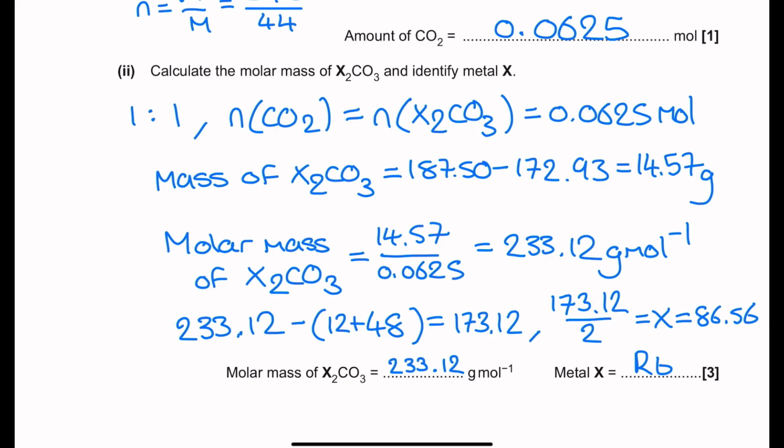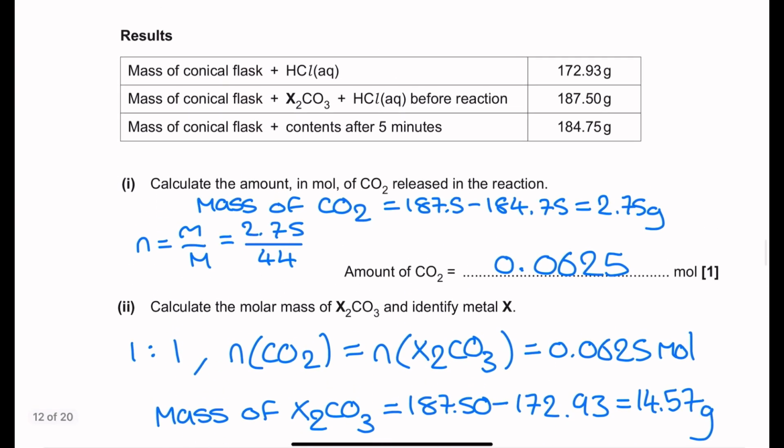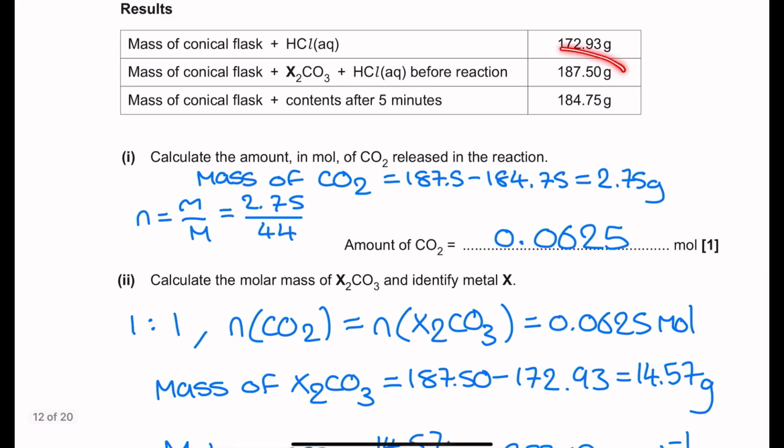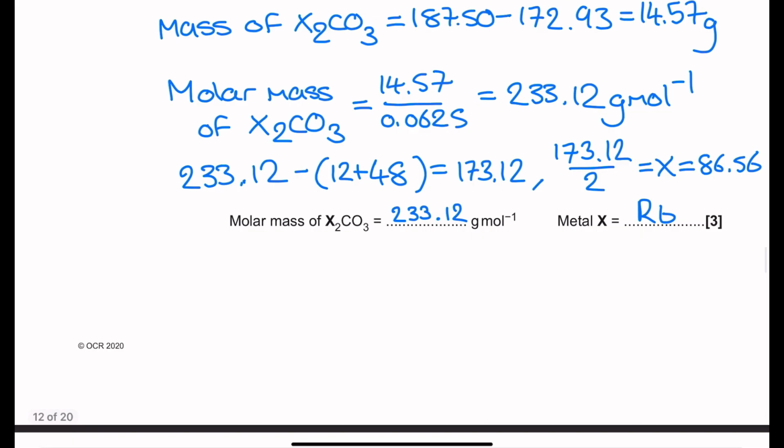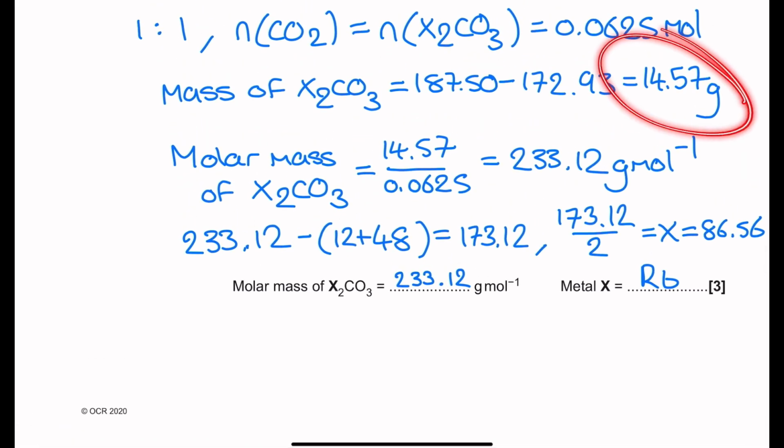Using the reaction equation, we can see that the ratio between the CO2 and the X2CO3 is 1:1. And so the X2CO3 moles being used in the reaction are equal to 0.0625 mol. Now, the mass of the X2CO3 is found by using the data in the question, and it's the difference between those two numbers. If we just have a look at what that is, so that's the difference between the reaction when we had both reagents in there at the start and then just the HCl in the conical flask. So the difference between these two numbers here is going to be the mass of the X2CO3. And that's 14.57 grams.